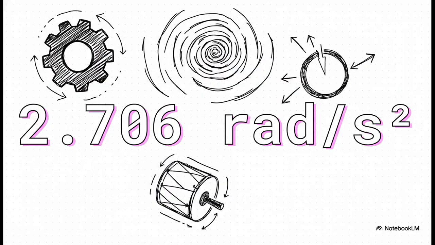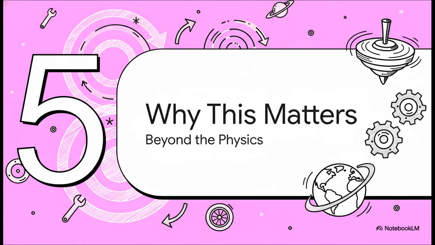And after we do all the algebra, combine those equations and plug in the numbers, we get our answer. The angular acceleration of the drum is 2.706 radians per second squared. Boom! We've successfully used the rotational version of Newton's law to predict exactly how this system will behave. Okay, that was a pretty cool problem.